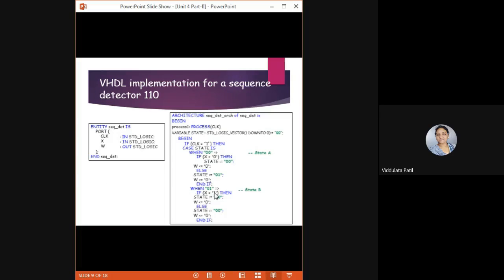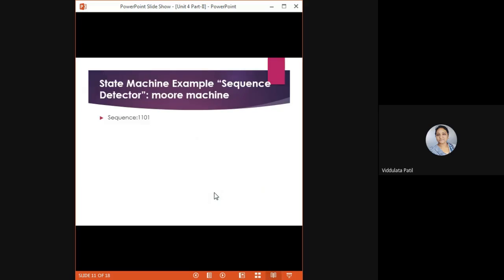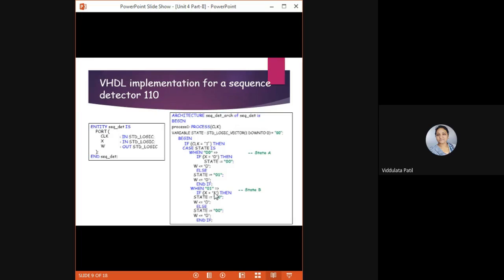So now if you go to my presentation, there you will find a VHDL implementation for this sequence detector. Okay, so this is the VHDL code for the sequence detector 110.